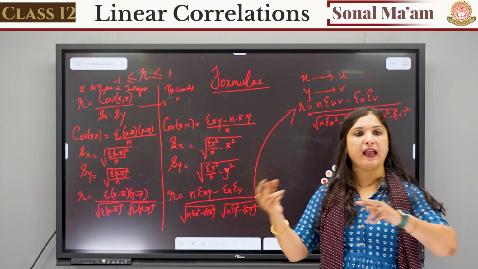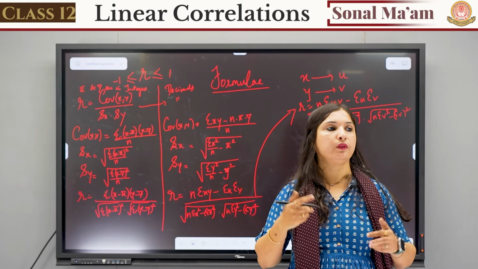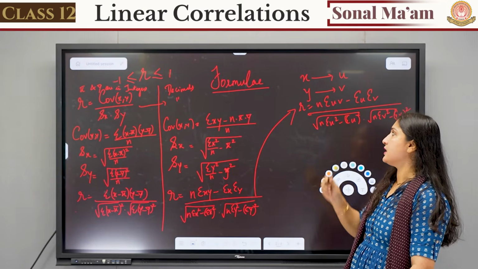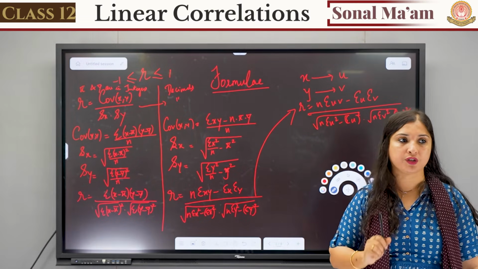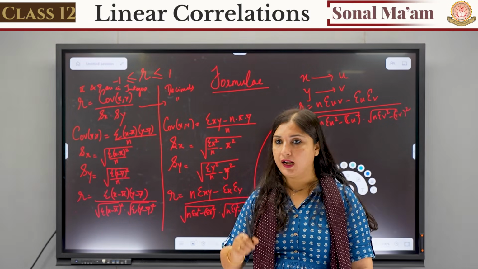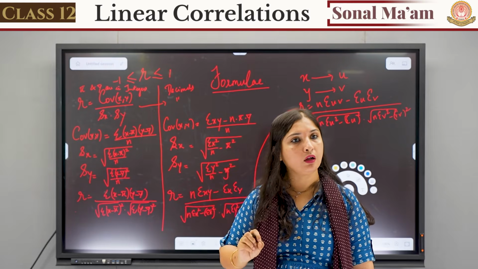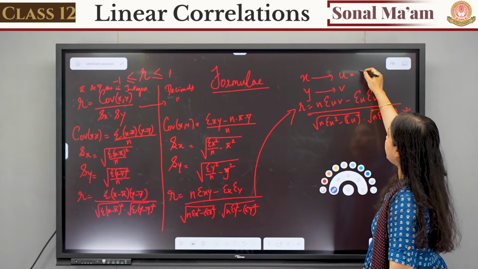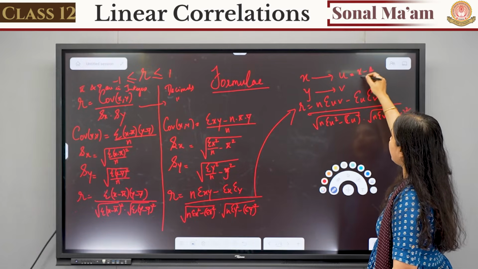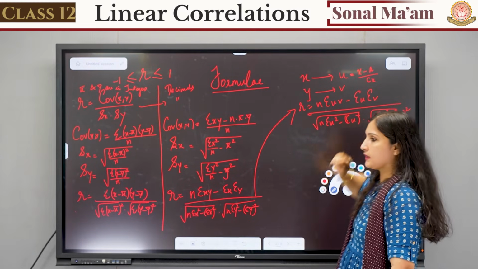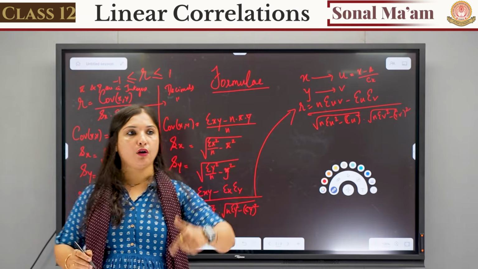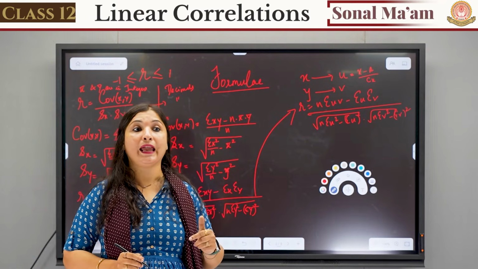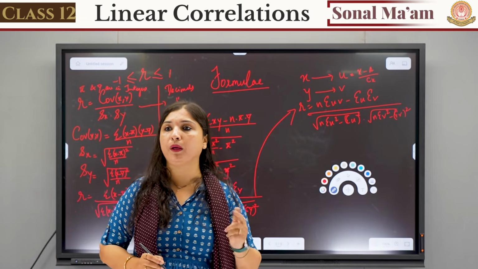So, converting x into u and y into v, what is the change? The change is that here the observations are large, right? And when the observations are large, we have to make them short. So, to make them short, the formula for u will be x minus a divided by cx. What is x? X are the values of the observation. What is a? A is the assumed mean.